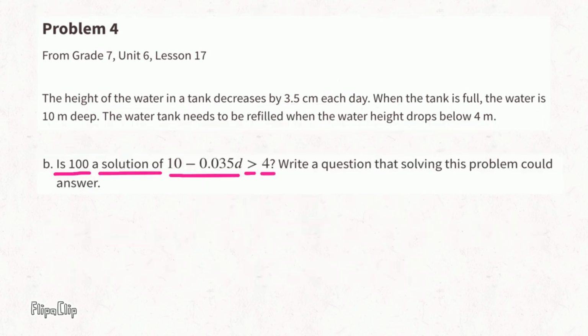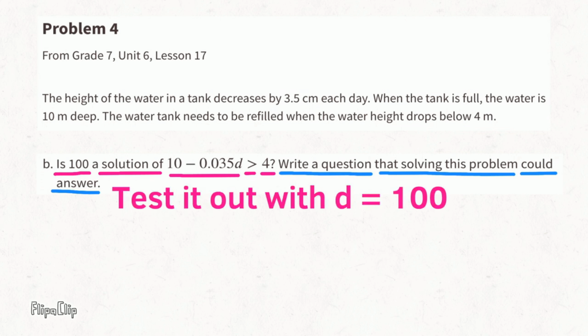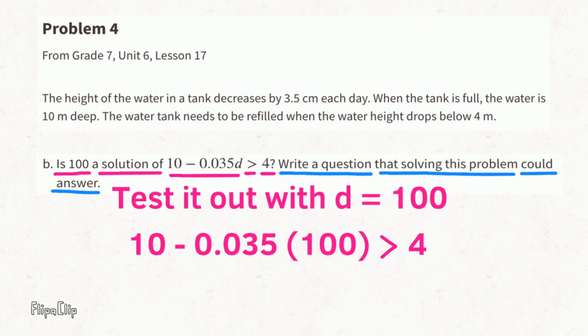B. Is 100 a solution of 10 minus 35 thousandths times d is greater than 4? Write a question that solving this problem could answer. Well, to see if 100 is a solution, let's test it out with d equaling 100. We can rewrite the inequality as 10 minus 35 thousandths times 100 is greater than 4. If it is actually greater than 4, then it would be a solution.